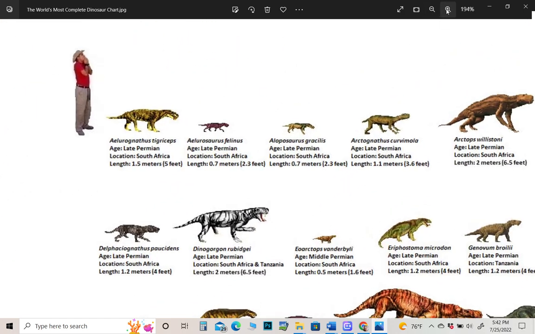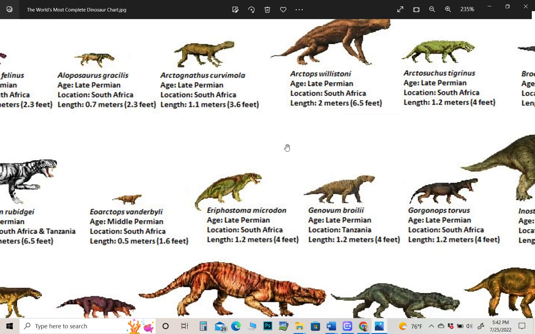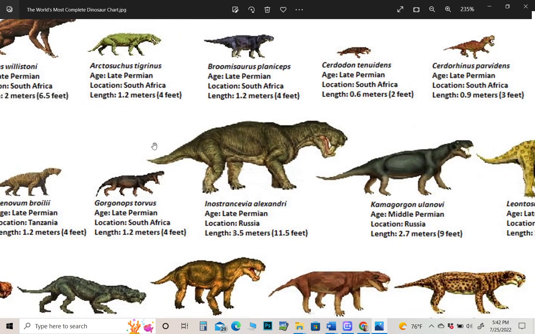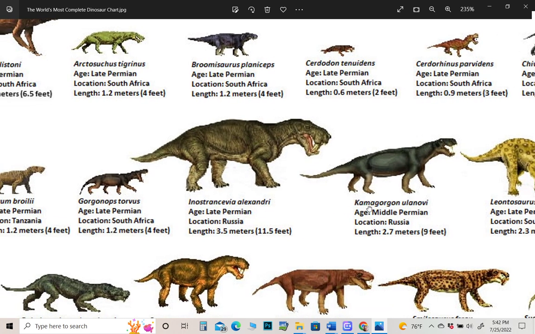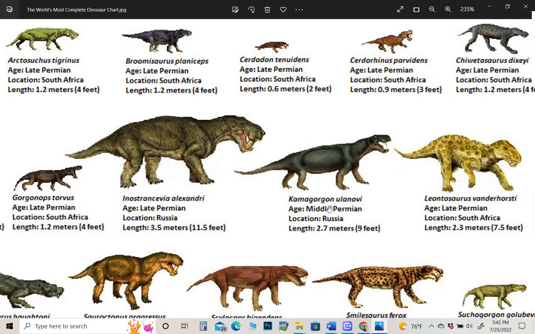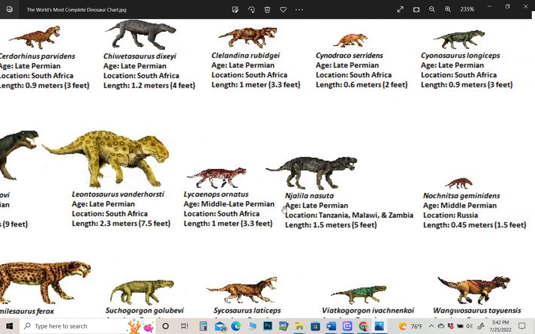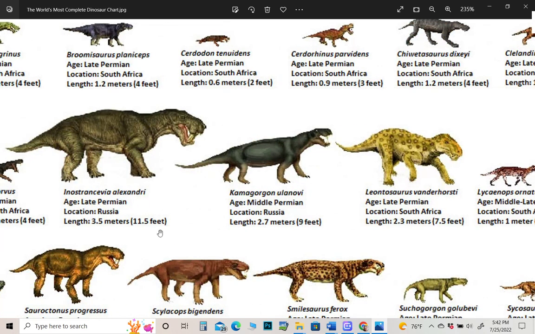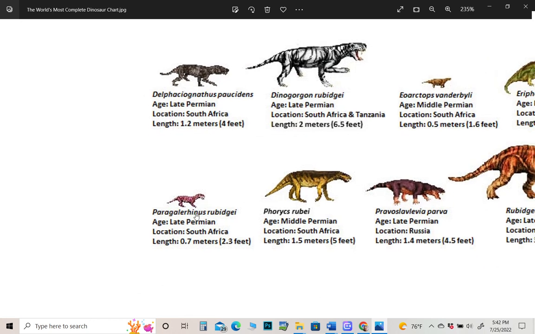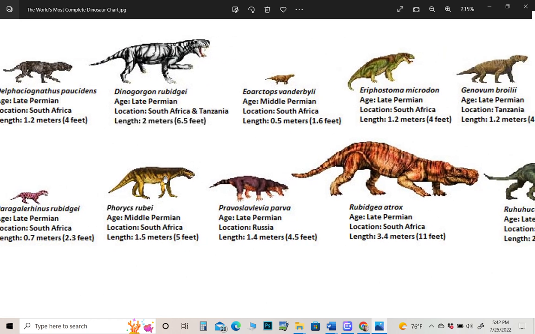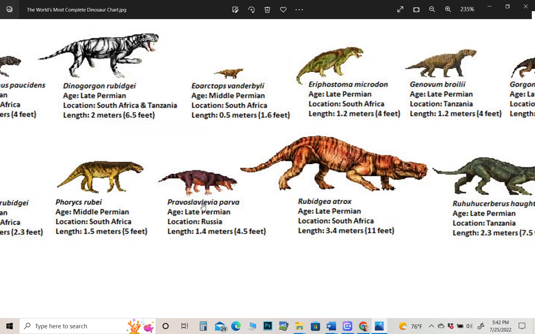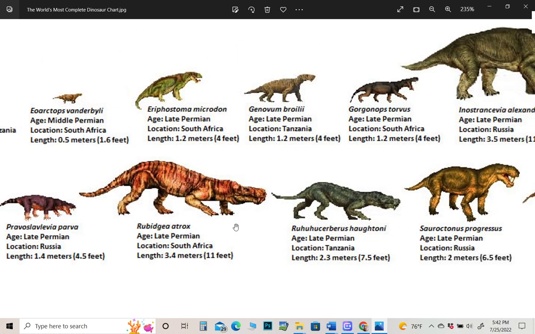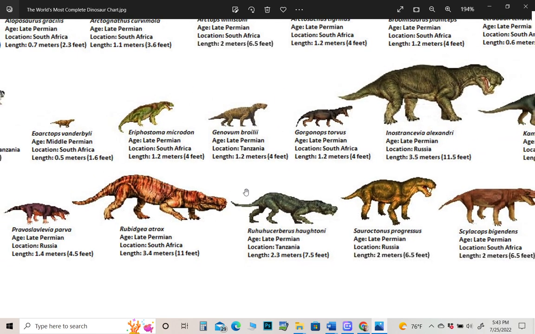Okay, so Dinogorgon, Eoarctops, Eryphostoma, Genovum, Gorgonops, Inoostranzevia. I believe that was the largest one. Camagorgon, Leontosaurus, Lycanops, Nedjlila, Naknitsa, Paragalerinus Forex, which was discovered this year, Pravoslavlevia, Rubigia. I think Rubigia and Ostranzevia may be tied for the largest, depending. I mean, the art has this larger, but the length is a little bit longer, but they might be tied.